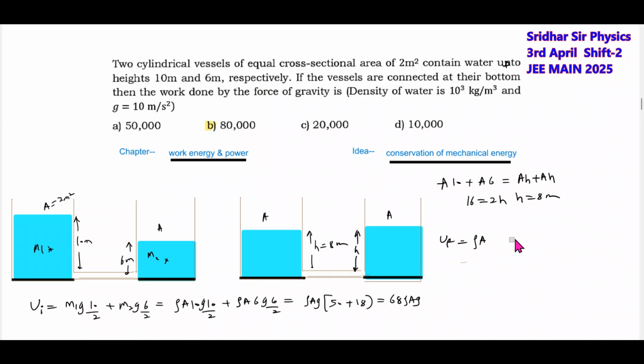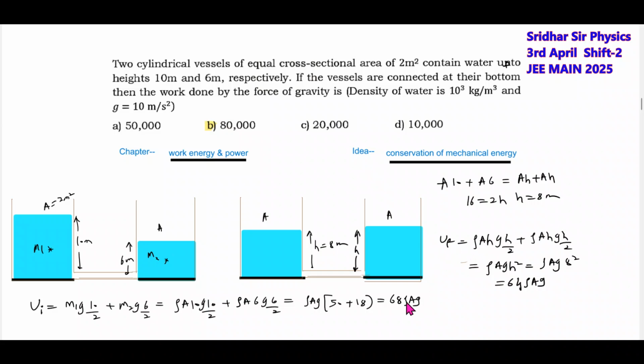Okay, it is like this. Rho A H is the mass of the liquid in the left vessel, and its center of mass is at H by 2. Similarly, the mass of liquid here will be rho A H, with G H by 2. This will become rho A G H square. Rho A G as it is, H square will be 8 square, which will be 64 rho A G.